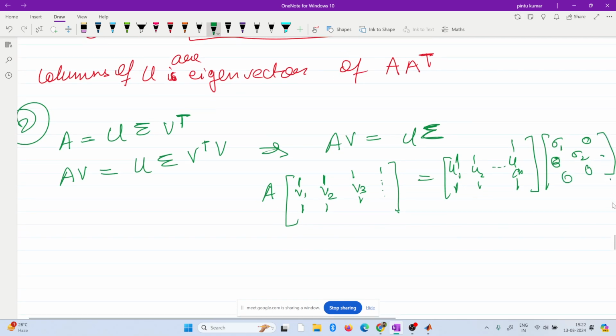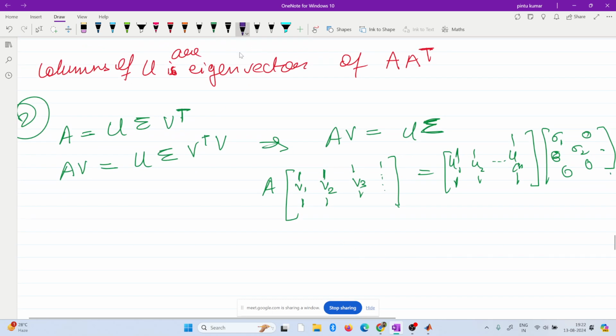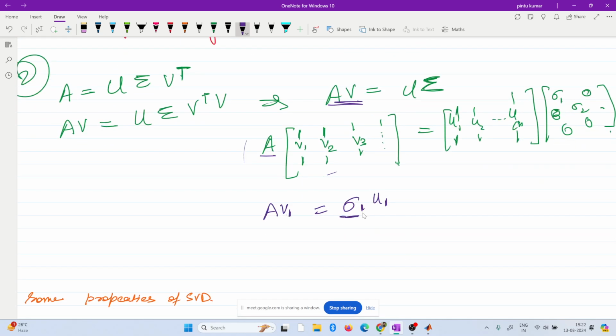So if you remember the matrix multiplication that we discussed last time, how we multiply a matrix with another matrix, or a matrix with a row, the first column that you would obtain out of this multiplication is nothing but AV1. This would be the first column of AV. It would be A times V1. And what would be the first column of this thing? This would be sigma 1 times U1, right? Because other entries are 0. This is just a scalar.